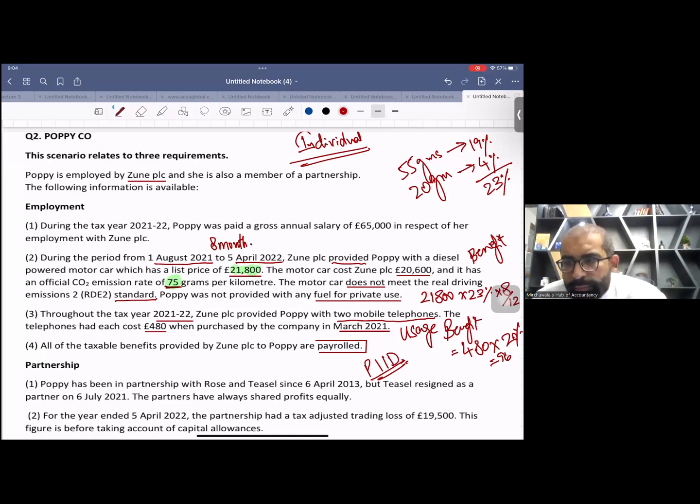The first option is the P11D form for non-cash benefits. For non-cash taxable benefits, either go for P11D, or if you are payrolling your benefits, if you are paying tax on these non-cash taxable benefits through PAYE, then you don't need to use the P11D form. So my dear students, in point number 4 of this question, they have openly written that all the taxable benefits are payrolled. That means no need to use P11D.